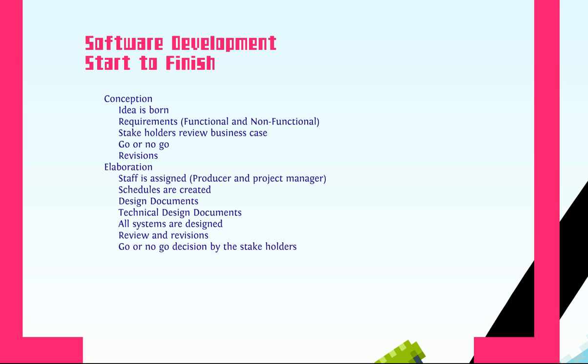So we want to elaborate on it. You need a lot of producers, project managers, programmers, schedules, design documents, technical design documents, the systems, the mobile devices, the backup systems, the network, the wireless, the cell phone. All these systems are designed, reviewed, and revised. And the stakeholders, who are basically the investors, decide whether it's a no-go or go.